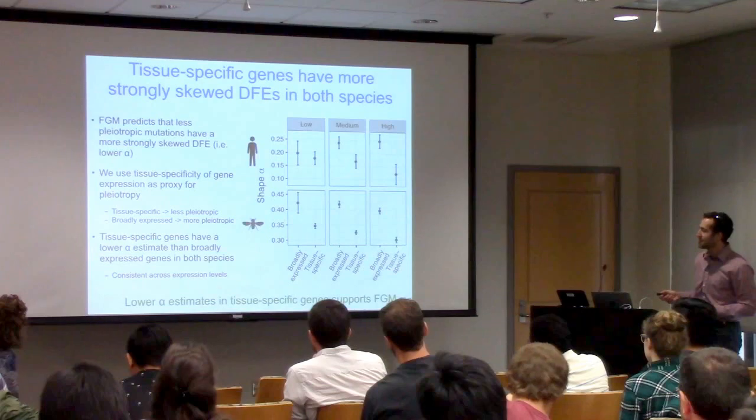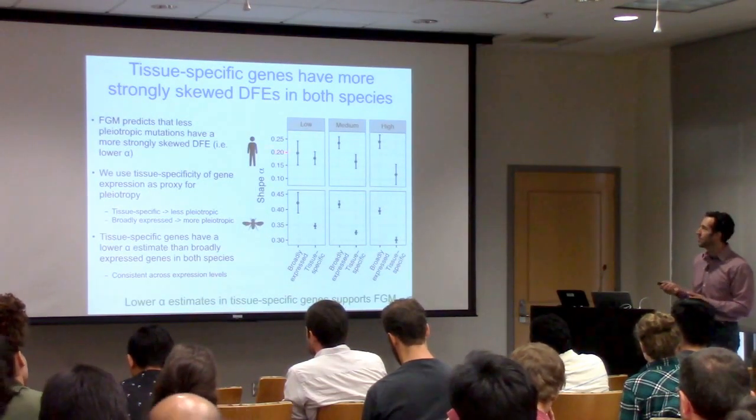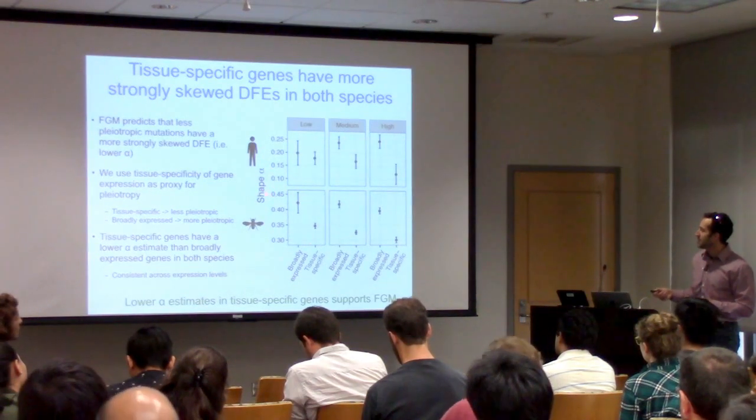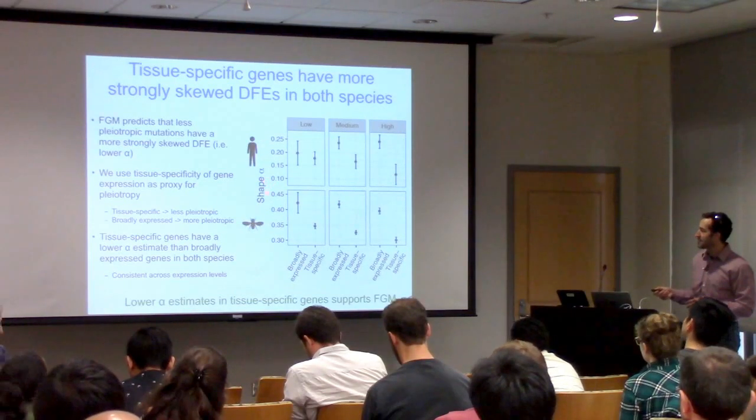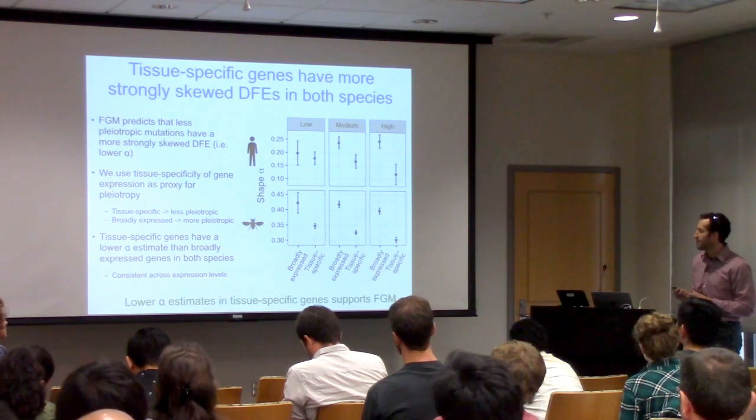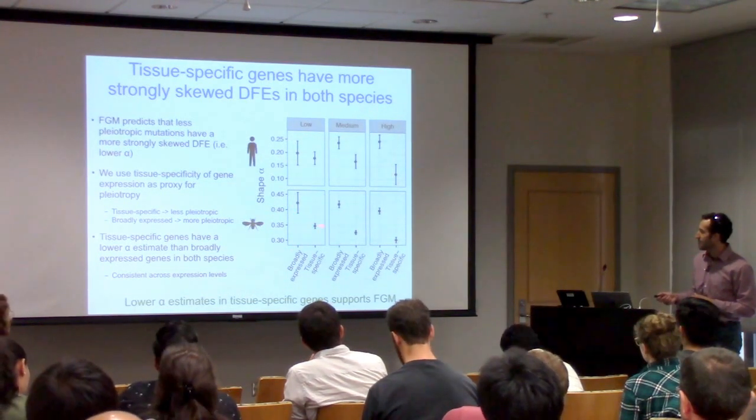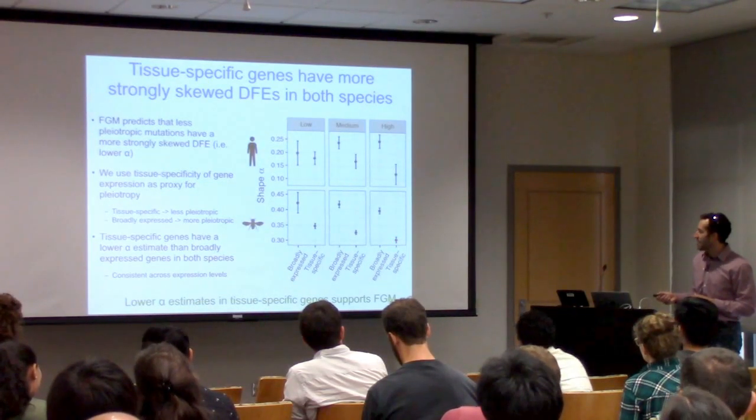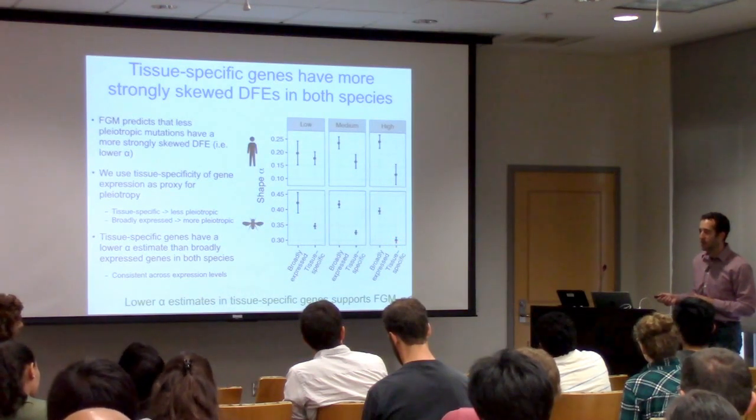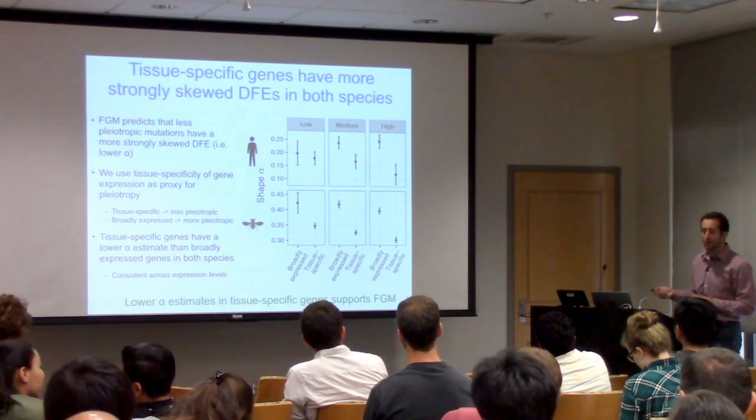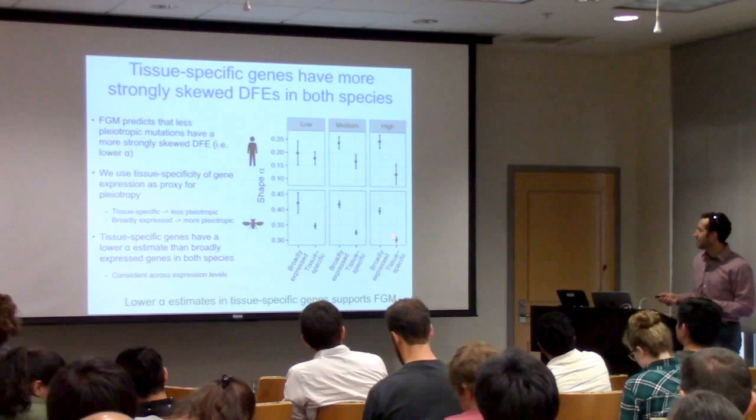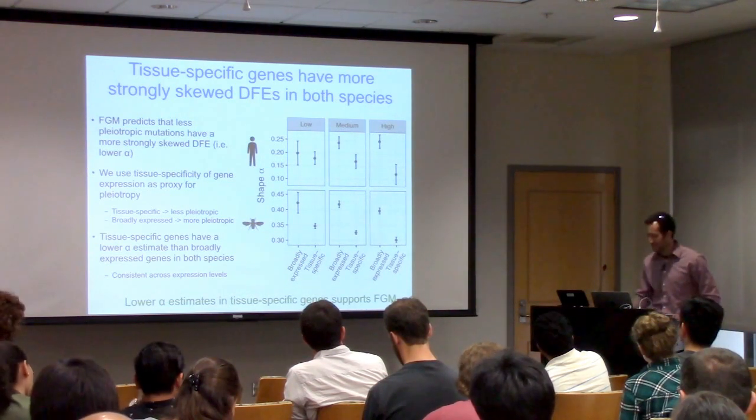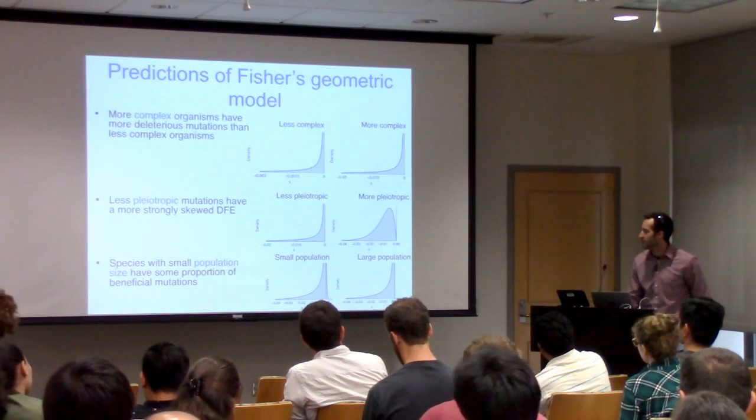So humans, obviously, and flies. Then we stratified by the overall expression level of genes, low, medium, and high, because we wanted to get rid of overall expression level as a confounder. What I'm plotting here is the shape parameter of the gamma distribution, alpha, and smaller shape parameters mean a more skewed distribution of fitness effects. Let's look down here in Drosophila: the broadly expressed genes have a larger shape parameter than the tissue-specific ones. What that suggests is that the tissue-specific genes, which we think are less pleiotropic, actually have a more skewed distribution of fitness effects. So let me say that once more. The tissue-specific genes that are less pleiotropic tend to have a more skewed distribution of fitness effects, which would be consistent with the prediction of Fisher's geometric model.